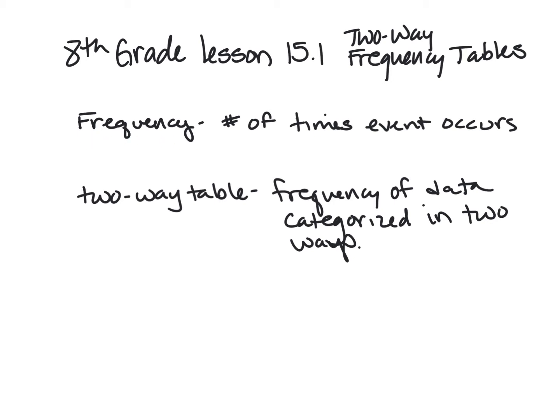Some vocabulary that goes along with this. Frequency, as you probably already know, is the number of times an event will occur. And a two-way table is the frequency of the data categorized in two ways. So you might have two pieces of information going on, and there's a combination of the ways those wrap up together. It's better to see it than to explain it. So let me get into this and show you.